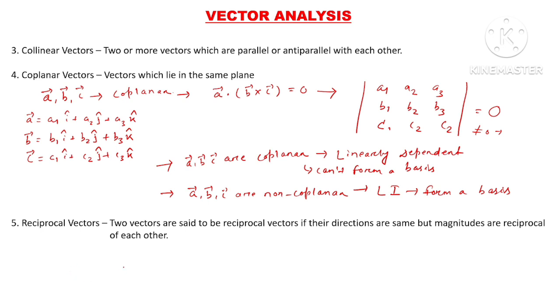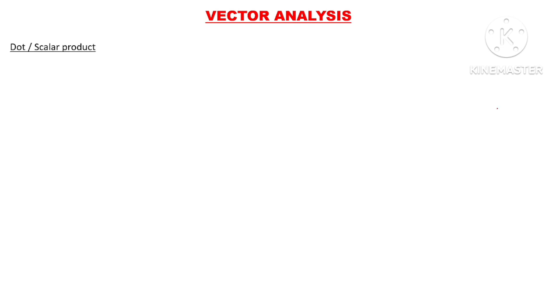And lastly, we have the reciprocal vector. If we have two vectors, they will be called reciprocal if they have the same direction, but their magnitudes are reciprocal to each other. Like if I have a vector A, it is lambda n cap, the direction is along n cap. Then I have another vector B, which is called the reciprocal vector to A. Then it will have a magnitude 1 by lambda, but the direction will be the same as A.